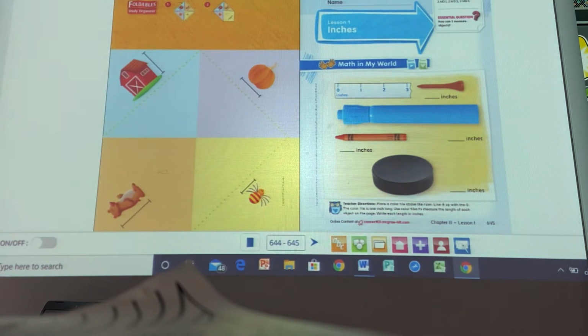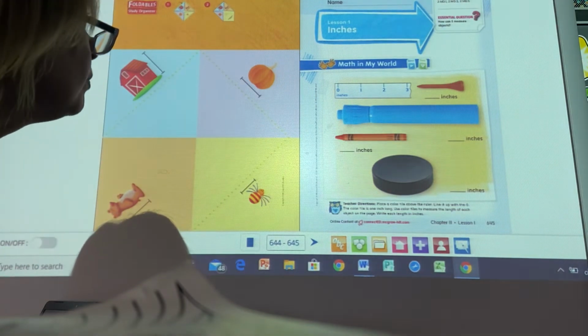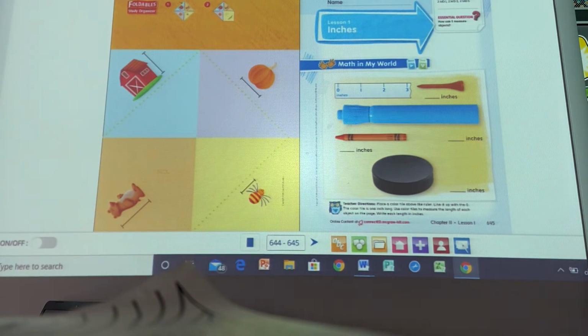All right, so the directions are to take a look at each item, okay, and see if you can figure out how many inches long each item is. All right, at this point, hopefully you have a ruler, and you're just going to measure these items in your book. Not everybody has a hockey puck laying around, so measure the items in your book. Alrighty.